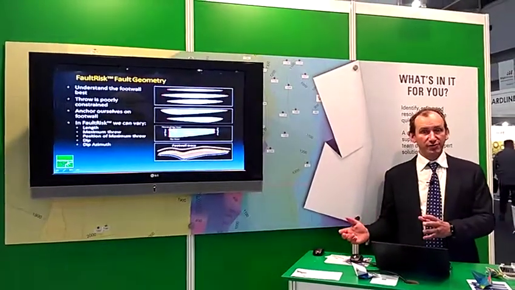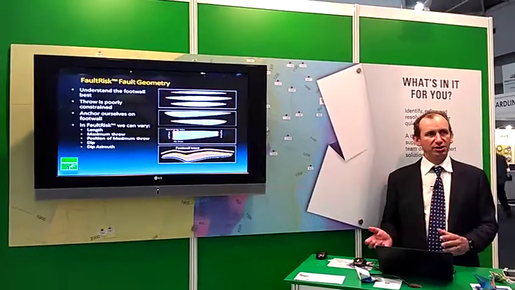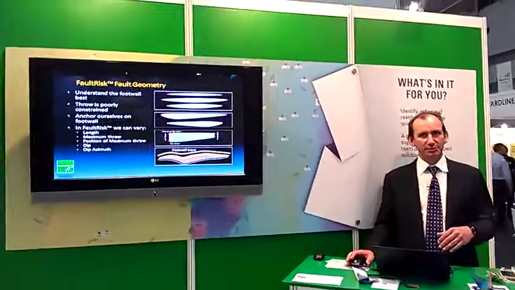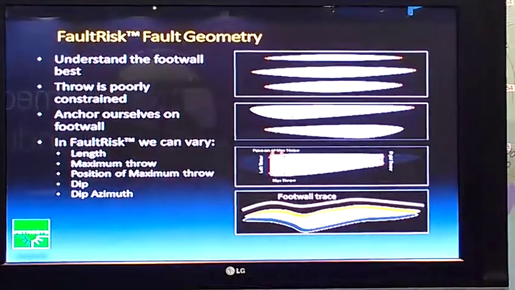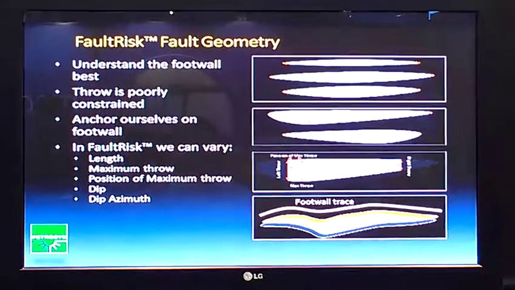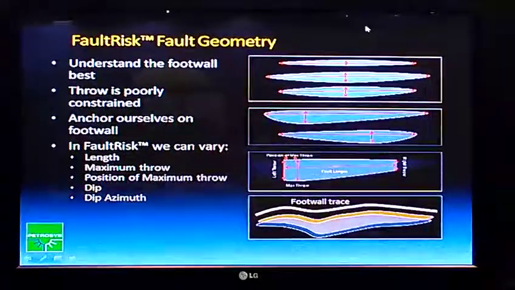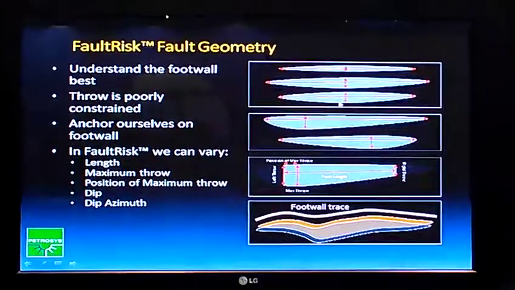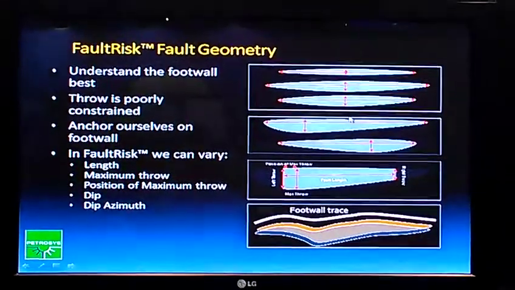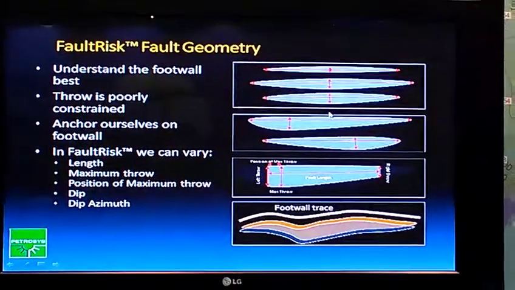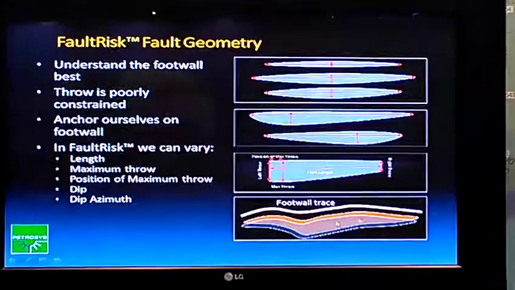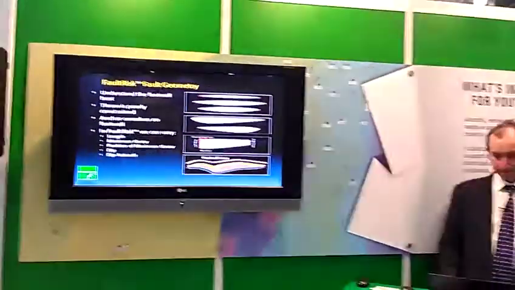My fault is somewhere between 3 and 5 kilometres long, and it's most likely 4 kilometres long. My throw is somewhere between 50 and 100 metres, and it's most likely 75 metres. So we're saying, look, I don't know these absolutely, but I'm going to have a go at guessing them or putting a reasonable range on them to calculate a range of different Allan maps. So we resolve that back against a footwall trace.